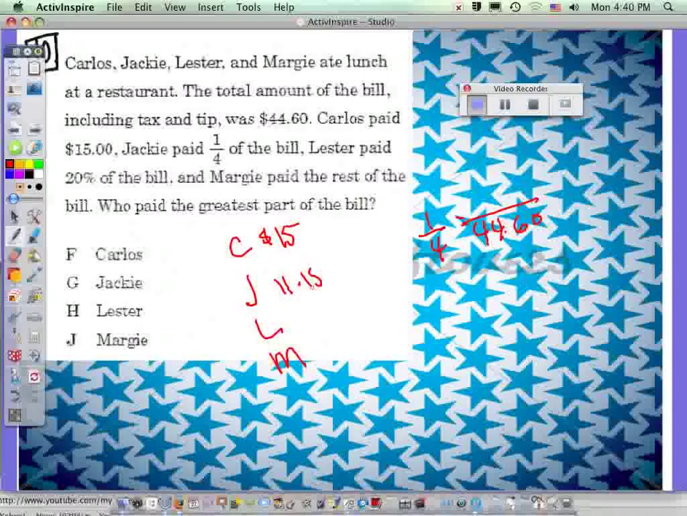Then Lester is 20%. Guess what? 20 per 100 over 44.6. You should have got $8.92. And then Margie is what's left over. That's $9.53. Who paid the greatest? Carlos.